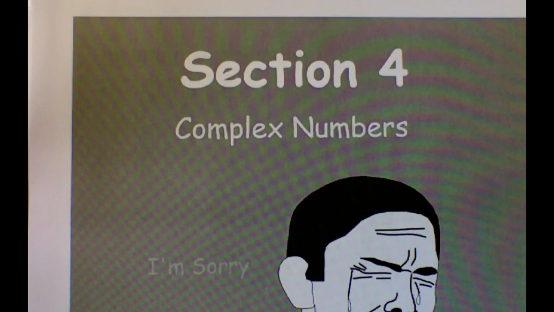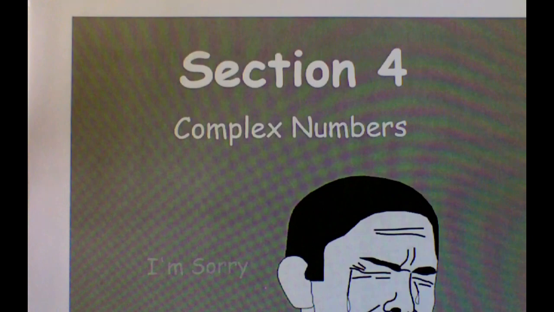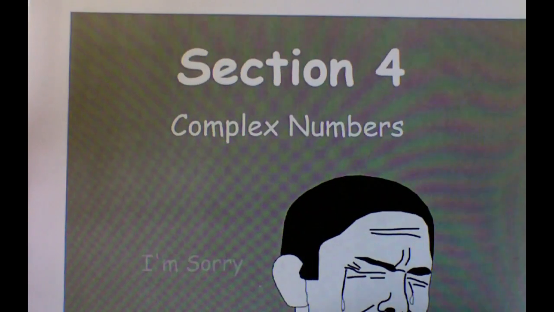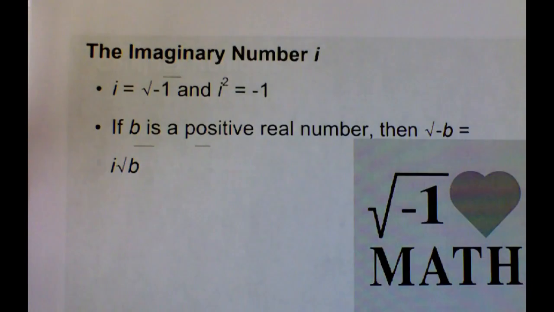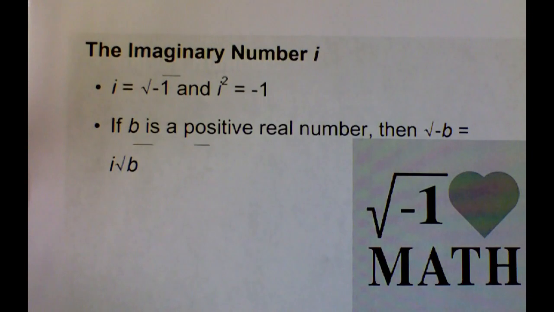All right, this is section 2.4, complex numbers. So we're going to start off with what is the imaginary number i? i is equal to the square root of -1, which means that i squared is just -1. So if b is a positive real number, then the square root of -b is i times the square root of b. We can just pull that -1 out front.